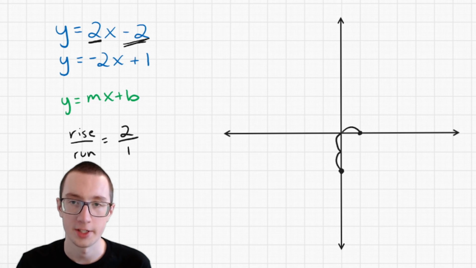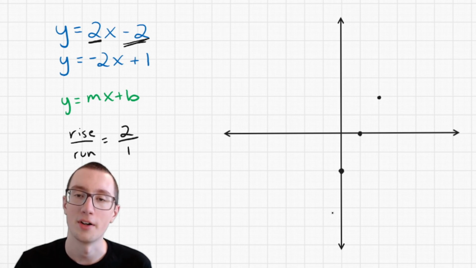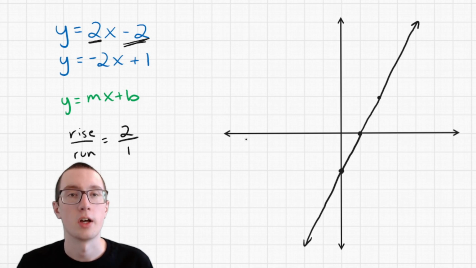So we're going to put another point here. And if you wanted, we could do that one more time just to help us draw a straight line. Rise 2, run 1. So now we just need to draw a straight line between these points, and that's going to be the hardest part. Well, there we go. Now we have a straight enough line, and that's the line of y equals 2x minus 2. But now we need to plot y equals negative 2x plus 1.